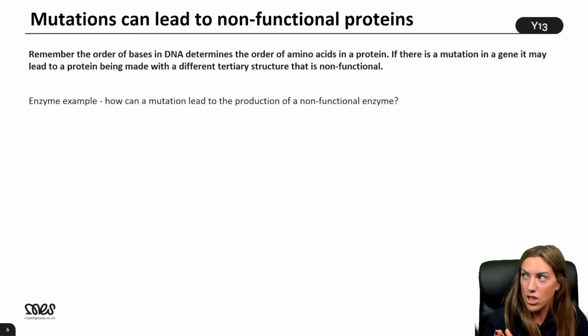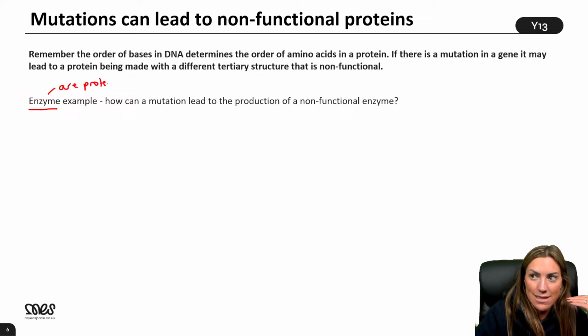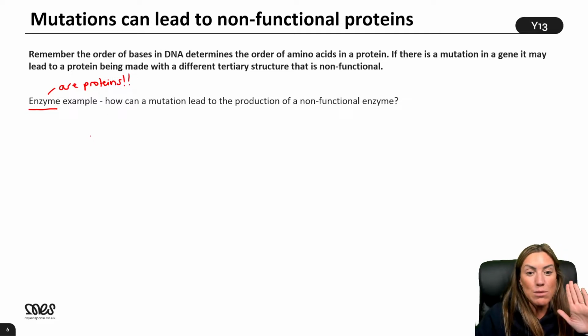So if there's a mutation in a gene in the DNA, it can lead to a protein being produced that has a different tertiary structure. It can lead to the production of a non-functional protein. Now, we're going to use an enzyme as an example because obviously enzymes are proteins. Enzymes are proteins, so they are coded for by DNA. Their tertiary structure, their whole shape, their active site, it's all determined by the order of bases in the DNA and the order of amino acids in that enzyme.